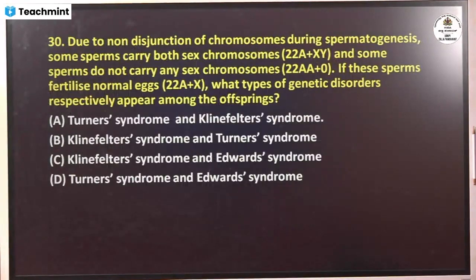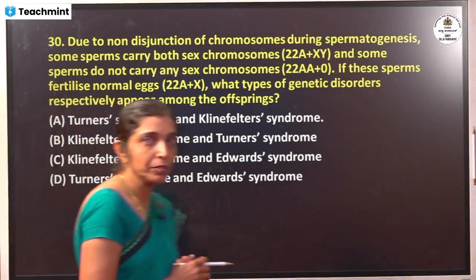Due to non-disjunction of chromosomes during spermatogenesis, some sperms carry both sex chromosomes, 22A plus XY, and some sperms do not carry any sex chromosome, 22A plus 0. If these sperms fertilize normal eggs, 22A plus X, what types of genetic disorders respectively appear among the offspring? Turner syndrome and Klinefelter syndrome; Klinefelter syndrome and Turner syndrome; Klinefelter syndrome and Edwards syndrome; Turner syndrome and Edwards syndrome.